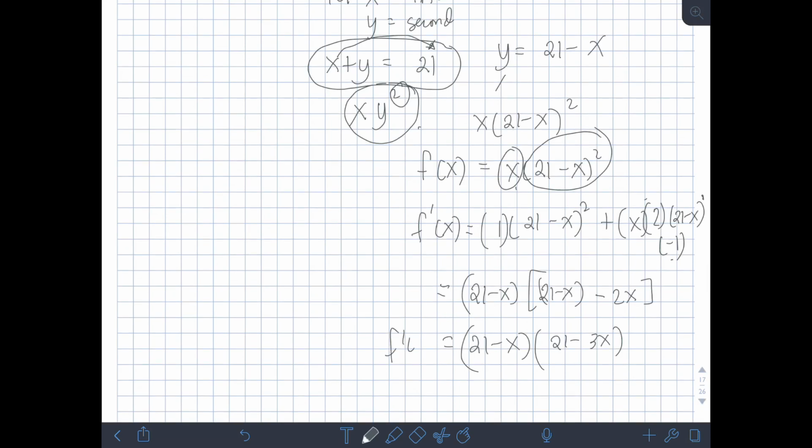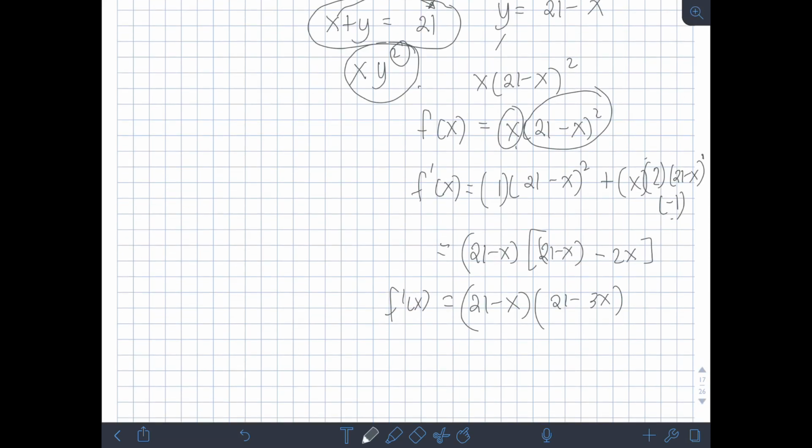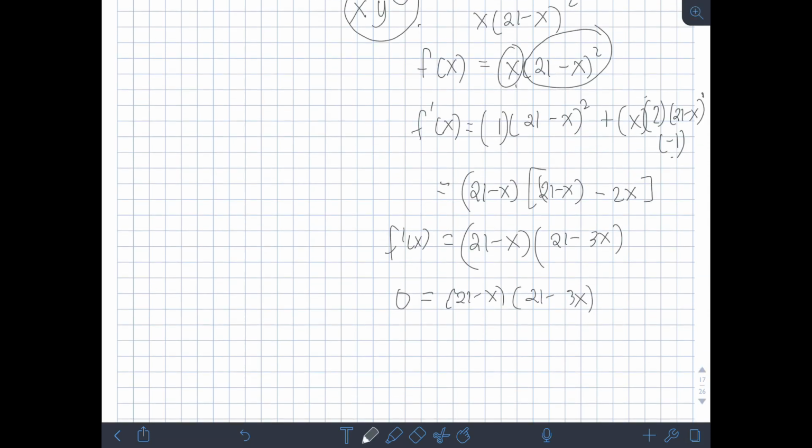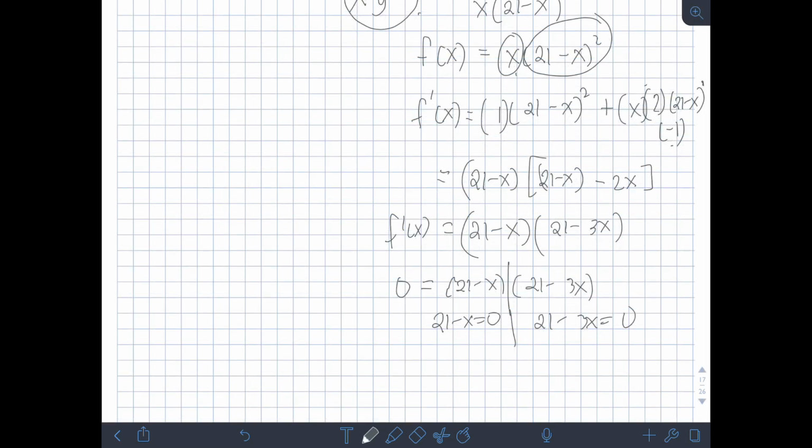So, ito na yung f prime of x natin. Ngayon, ang next step, equate natin siya sa 0. Tapos, solve natin for x. So, parang 0 is equal to 21 minus x times 21 minus 3x. So, ngayon, solve natin for x. Diba? Parang quadratic. Meron tayong dalawang solution. 21 minus x is equal to 0. 21 minus 3x is equal to 0. And equate natin each factor to 0.